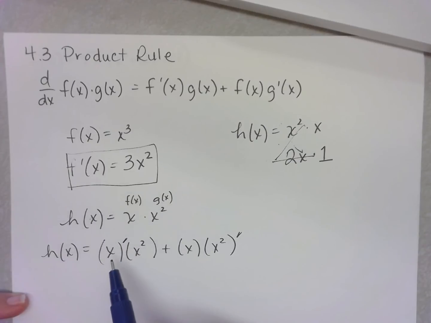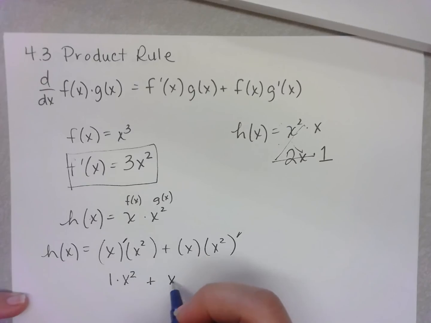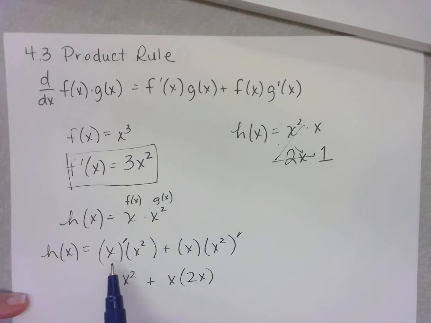So I'm doing the derivative of the x term in the first one, doing the derivative of x squared in the second one. The derivative of x is 1 times x squared, and then over here I have x times the derivative of x squared, which is 2x. I'm just doing each derivative and multiplying. So the derivative of x is 1 times x squared plus x times the derivative of x squared, which is 2x. I'm just using the power rule on these.